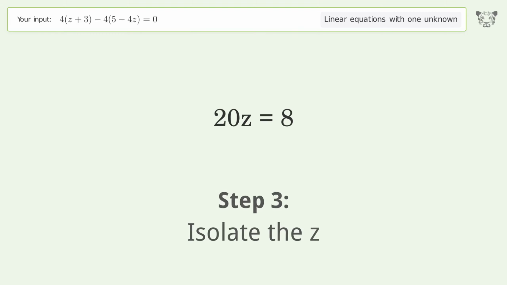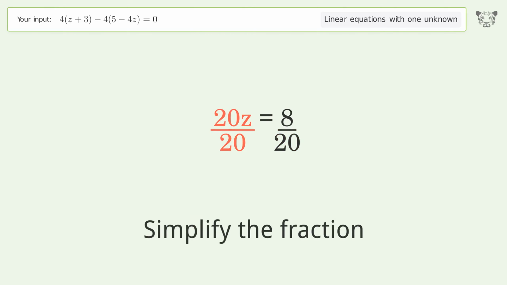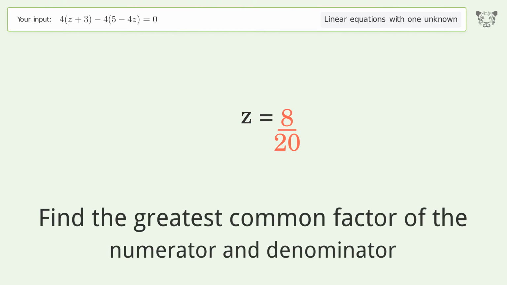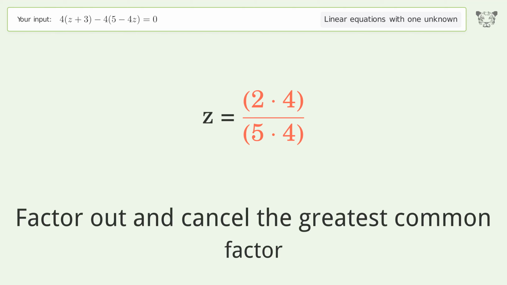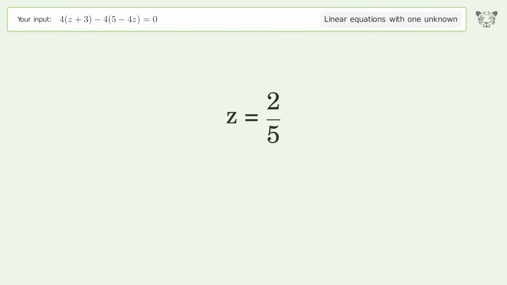Isolate the z. Divide both sides by 20. Simplify the fraction. Find the greatest common factor of the numerator and denominator. Factor out and cancel the greatest common factor. And so the final result is z equals 2 over 5.